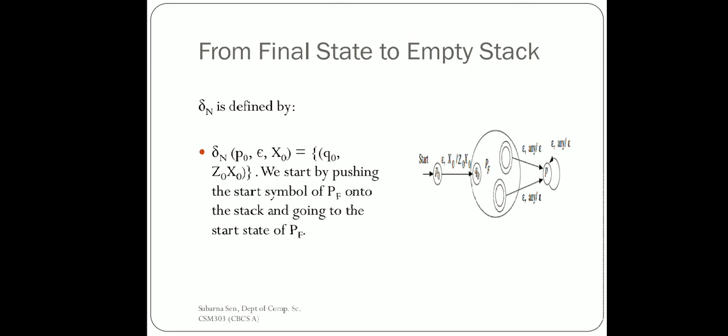What it is doing, it is just pushing Z0. So X0 was already there because it is acting as a marker, and to mimic PF we have to insert Z0 as well, so it is just pushing it. Fine. Okay, this much is clear.